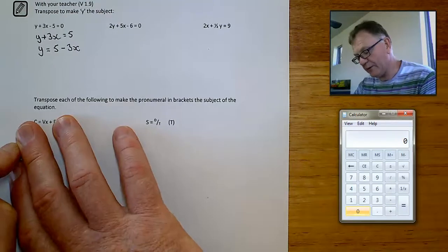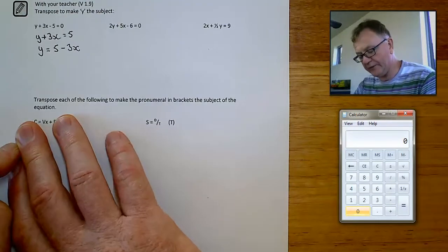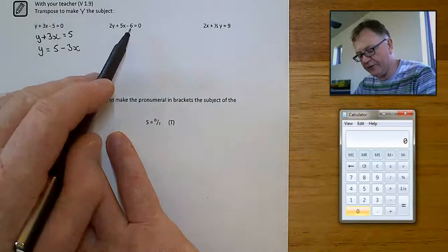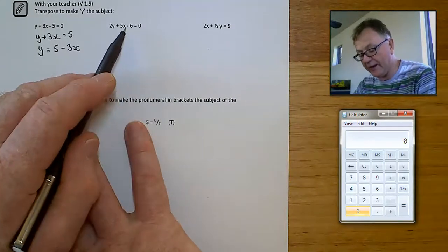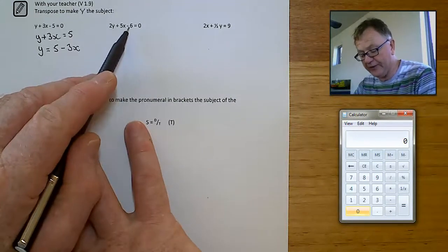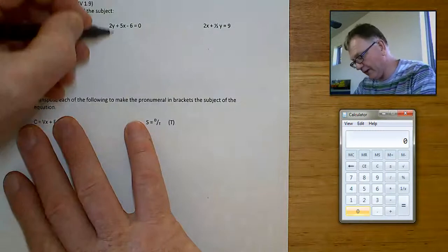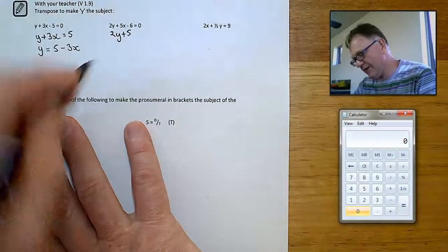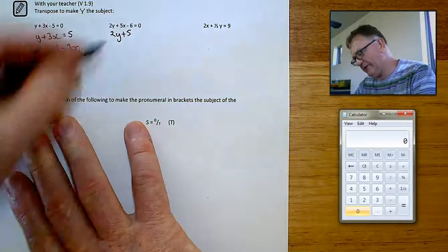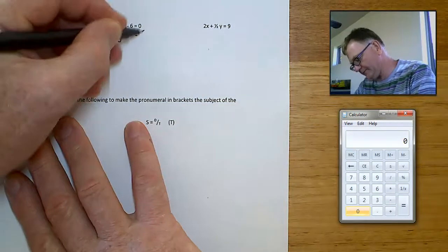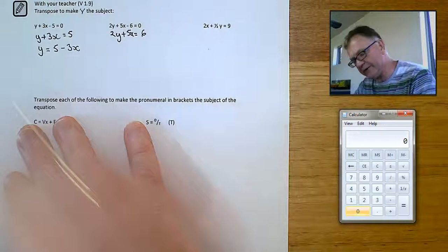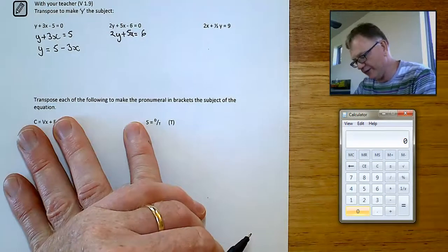Next one here, once again I have to make y the subject of the equation. What I might start off and do is move this number to the other side of the equation. I'll do that by adding 6 to both sides. Add 6 to this side, and I'll have 2y plus 5x. Add 6 to the other side, and I'll have 6. So 2y plus 5x equals 6.